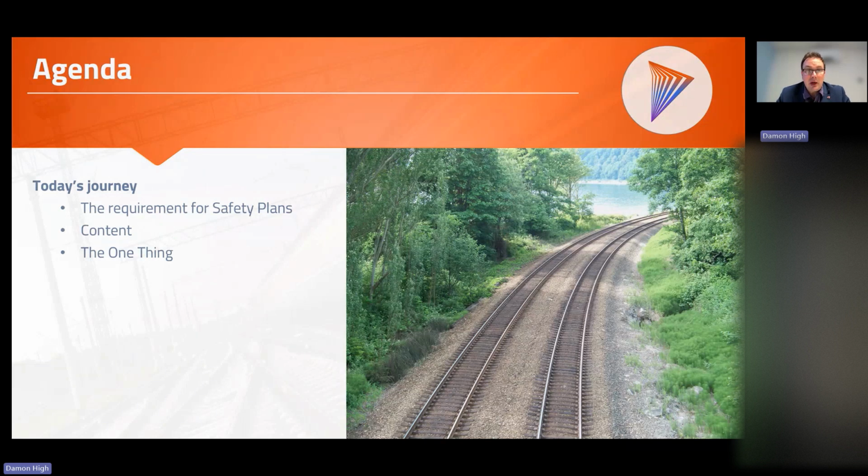So in terms of what we'll be going through, we'll talk about the requirements for safety planning, making sure that we build in all of the good safety assurance activities as early on as we can into our programs. We'll talk about some of the content of safety plans, and then what we try and wrap these sessions up with is the one big thing. So what thing do we think we need to take away from the session today?